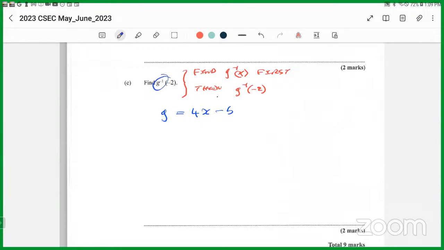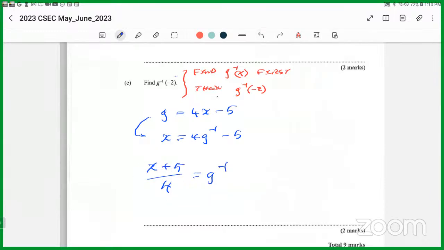I'm trying to get the inverse first. So when I inverse it, g becomes x, and the x becomes g to the minus 1, so 4 g to the minus 1 minus 5. We need to transpose everything and make this the subject now. I'm going to take this 5 and add it over here first, and get x plus 5. Then take this 4 and divide by 4. That gives us g to the minus 1.